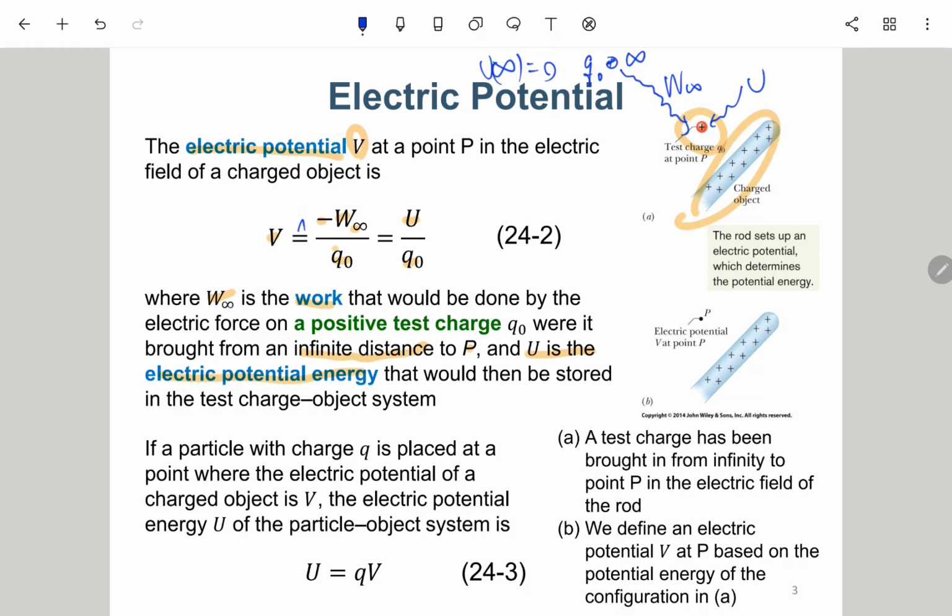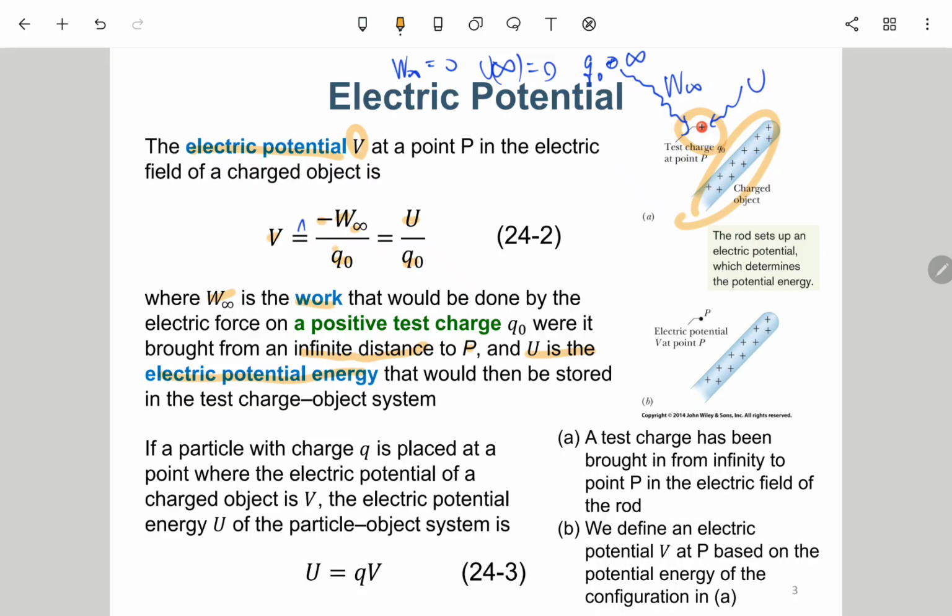At infinitely far away, the electric potential energy is 0 because you start from infinitely far away and put it also infinitely far away, so you don't need to do any work. So W infinity is also 0 for that case, if the end point is infinitely far away. But if this point P is not infinitely far away, then W infinity is not zero, and it defines the V at that point.